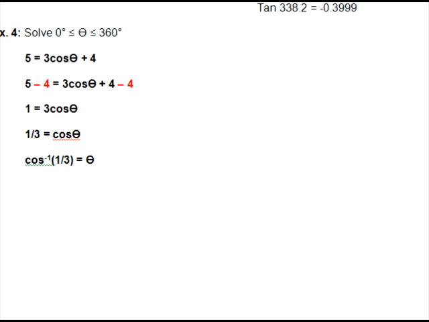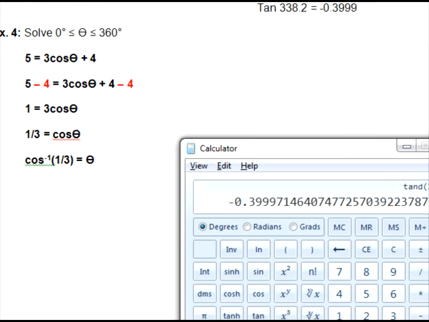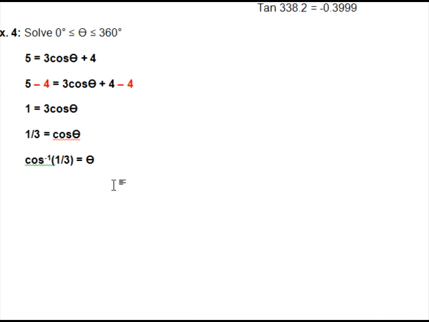Alright, who am I at here right now? Holly, can you do cos inverse of 1/3 for me? Pretty good, 70.5. 70.5 degrees. Okay, hopefully that shouldn't be bad.